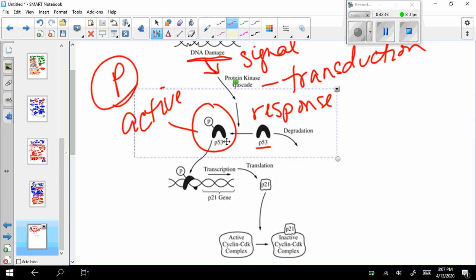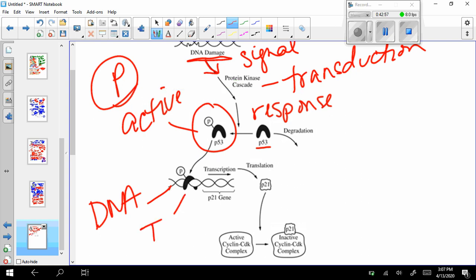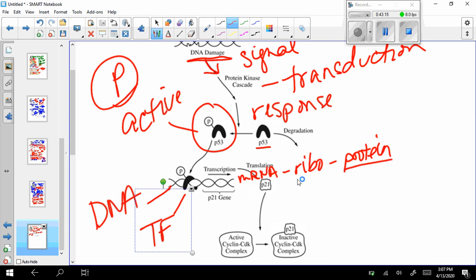So my activated P53 goes and binds to DNA. I recognize this right away as DNA by its shape. And so when something binds to it, this is my transcription factor. So an activated P53 is the transcription factor. That is going to cause transcription, which is going to make messenger RNA, which is going to go to a ribosome, and it is going to make a protein. That is called translation. There's the protein, P21.